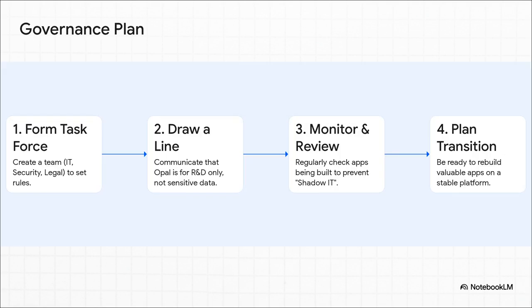Now, if you're in any kind of organization, you can't just let this run wild. The smart play is not to ban Opal, but to govern it. That means you get a team together, IT, security, legal, and you set some ground rules. You draw a very bright line. Opal is for R&D, no critical tasks, no sensitive data, period. Then you have to monitor what people are building to keep that shadow IT in check. And finally, have a plan. If someone builds something genuinely amazing, be ready to rebuild it on a stable, supported platform.